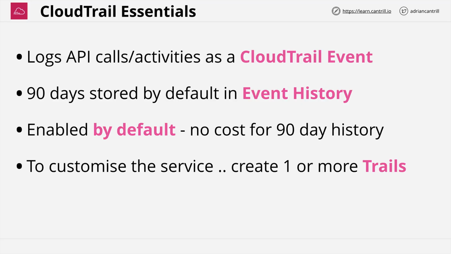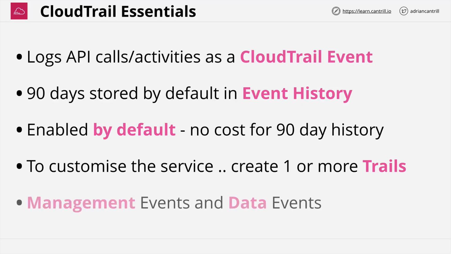Now, CloudTrail events can be one of three different types. We have management events, data events, and insight events. Now, if applicable to the course that you're studying, I'll be talking about insight events in a separate video. For now, we're going to focus on management events and data events. Management events provide information about management operations that are performed on resources in your AWS account. These are also known as control plane operations. Think of things like creating an EC2 instance, terminating an EC2 instance, creating a VPC.